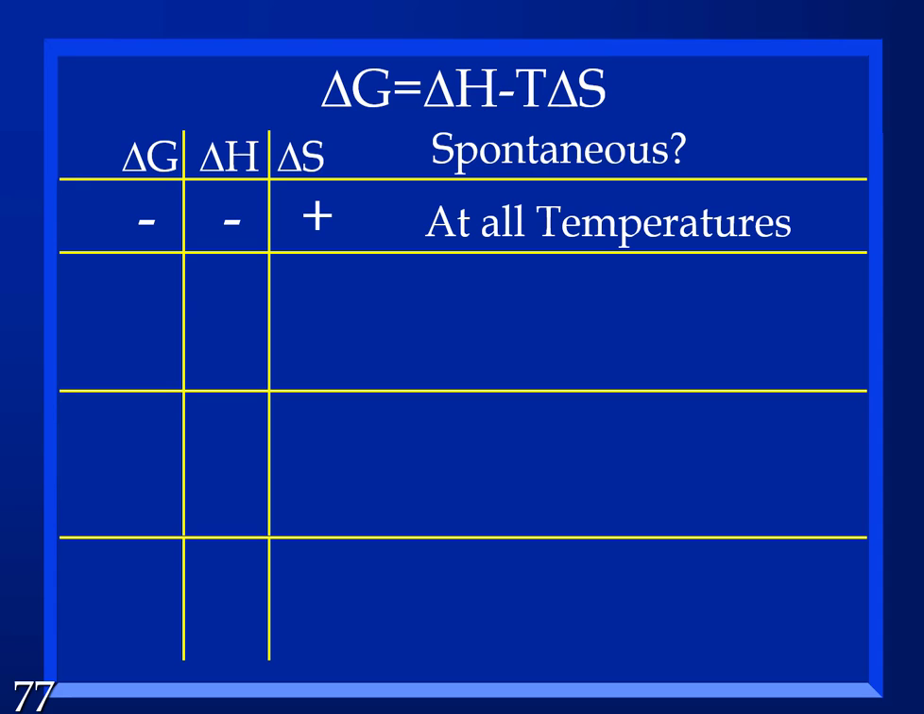So this is spontaneous at all temperatures. We're going to look at all the combinations and see where temperature makes a difference. So this will happen all the time because both pieces are in favor of it. The delta H says it's negative, it's downhill, that's going to happen, and it's messy. What happens is downhill and messy.